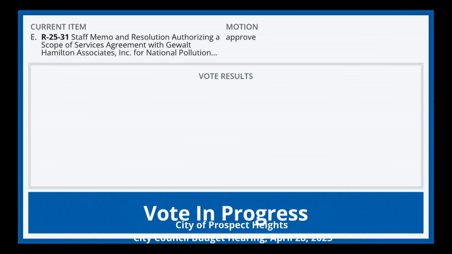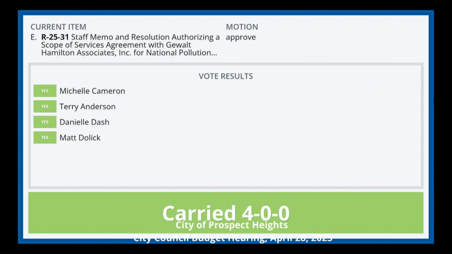Alderman Cameron. Aye. Alderman Anderson. Aye. Alderman Dash. Aye. Alderman Dolick. Aye. Motion is approved. Item 10, staff and elected officials and commission reports. Today we have a March financial report presented by Assistant Finance Director Tannehill.